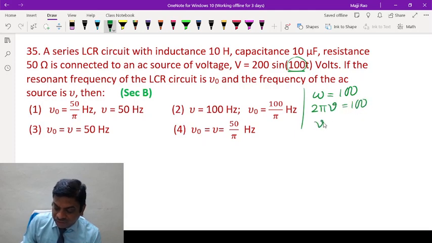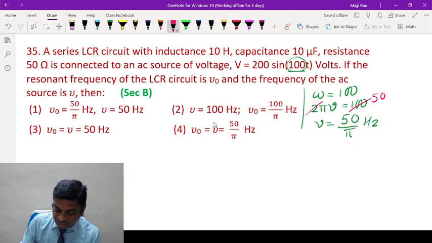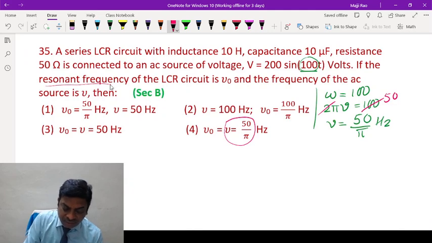So what is the frequency then? Frequency is 50 upon pi hertz, because 2 fifties are 100 and this pi goes below. So 50 by pi is nu. That is clear, students. Now coming to the resonant frequency.